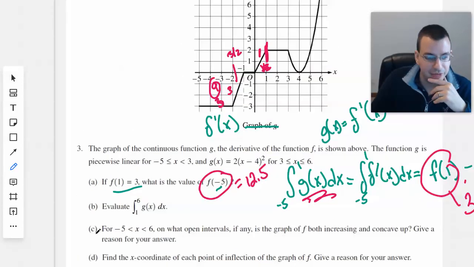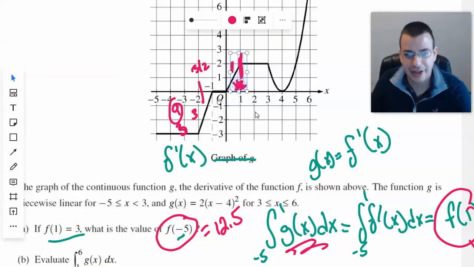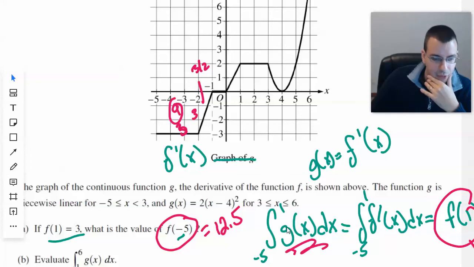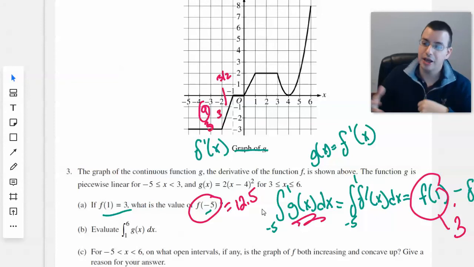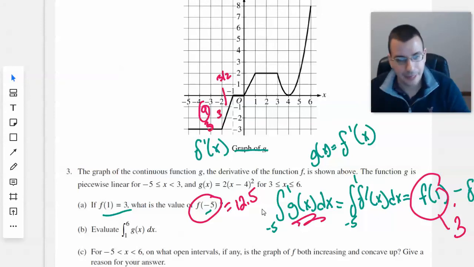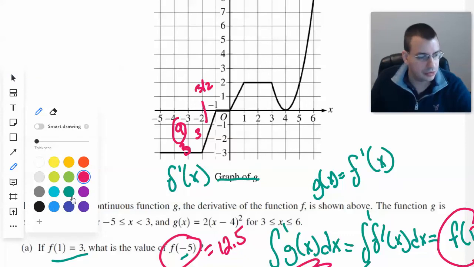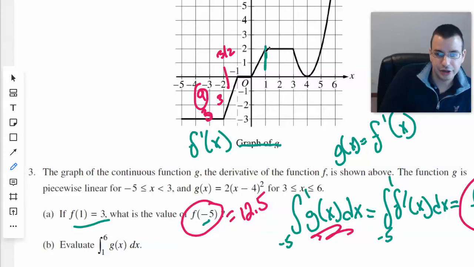Okay, so now we need to evaluate the integral from 1 to 6. Before, we just did counting of squares. This time the squares get more difficult to count because we have an actual equation here, which is not linear. Once we get things that are non-linear, boxes become exponentially more difficult to count. But we can still count boxes between 1 and 3. So, green, 1 to 3, area under the curve, 4.